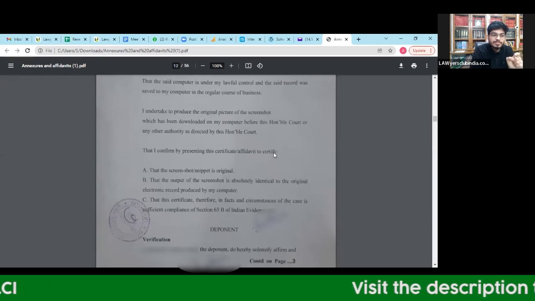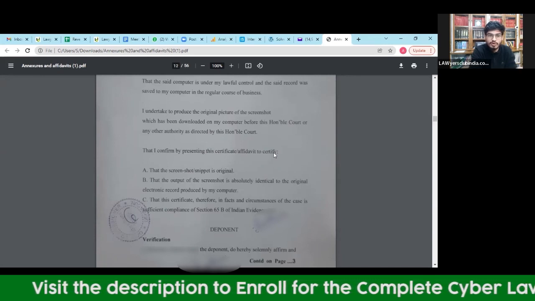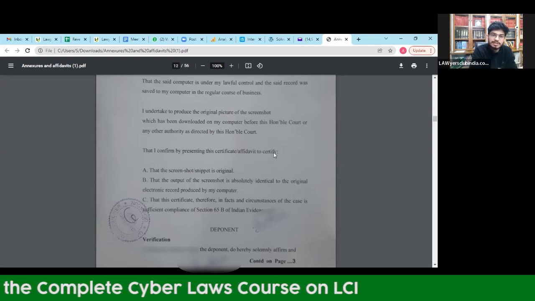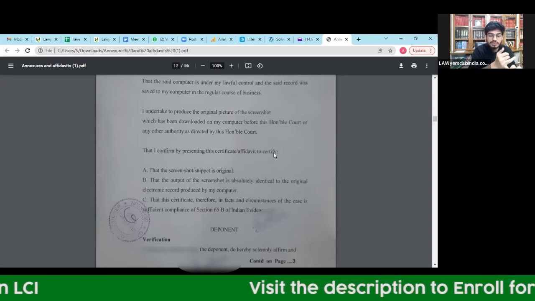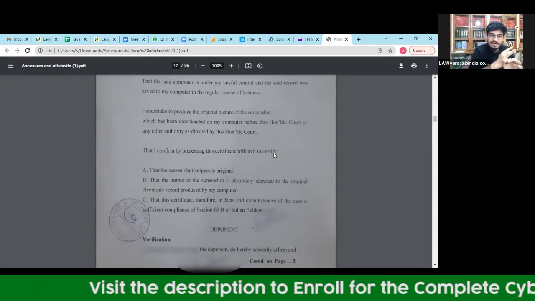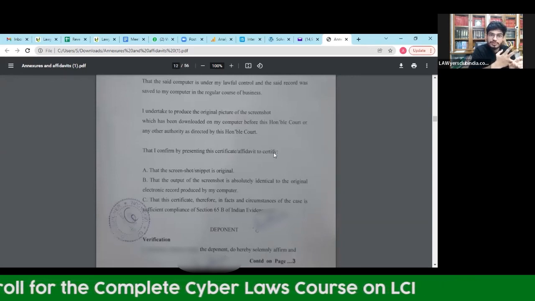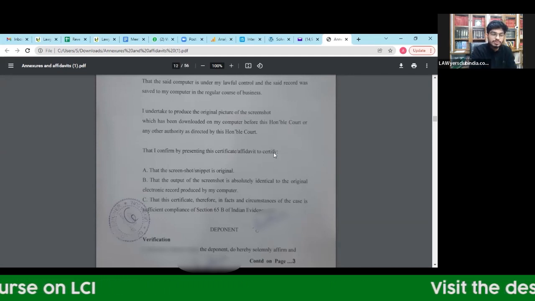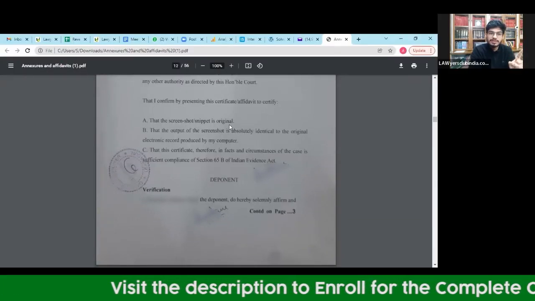Then comes that you will undertake to produce the original of the screenshot whenever it is called out by the court for you to bring in the court. So obviously you will undertake that this is a secondary copy, I know, but whenever you ask me to bring the original, I will bring it to the court. And otherwise also you will bring the original to the court because you will file the duplicates when you file the plaint. But afterwards, when your issues are settled and everything, you have to bring in the original documents also. So that is where this part comes, that I will bring the original to the court when I'm asked to bring it. Then also certify that the screenshot or snippet that you have taken is original.